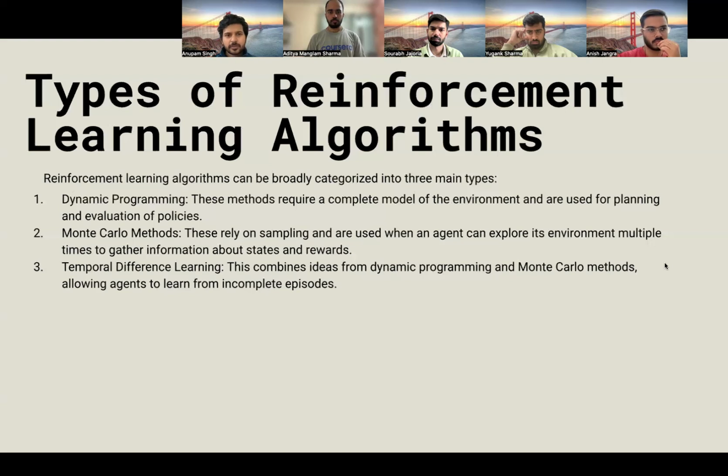What are the types of reinforcement learning algorithms? First is dynamic programming. These methods require a complete model of the environment and are used for planning and evaluation of policies. Example, if you're creating a self-driving car, there's a high chance that you'll prefer a complete model of the environment, whatever is possible, at least in the scope of the city that you are in. Your model knows all the map, all the behavioral patterns, all those kinds of things that you'll optimize for. For a game, that may not be true.